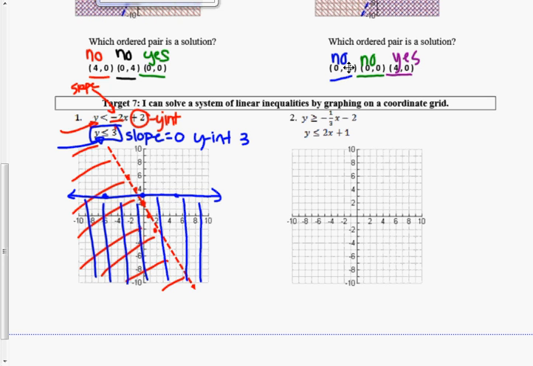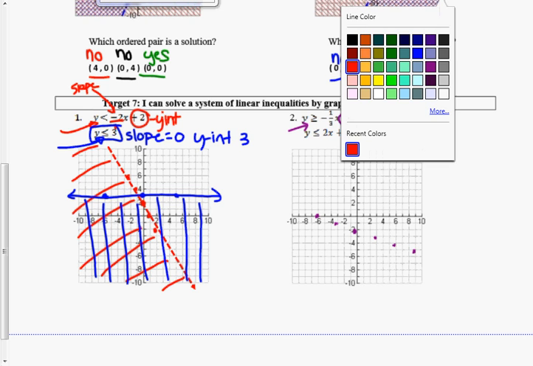On number 2, again, we will start by graphing our y-intercept. My y-intercept is at -2. My slope's a -1/3. So remember, that means down 1, right 3. Or we can go up 1, left 3. I have the equal to symbol in my inequality, so I'm going to connect that with a solid line.